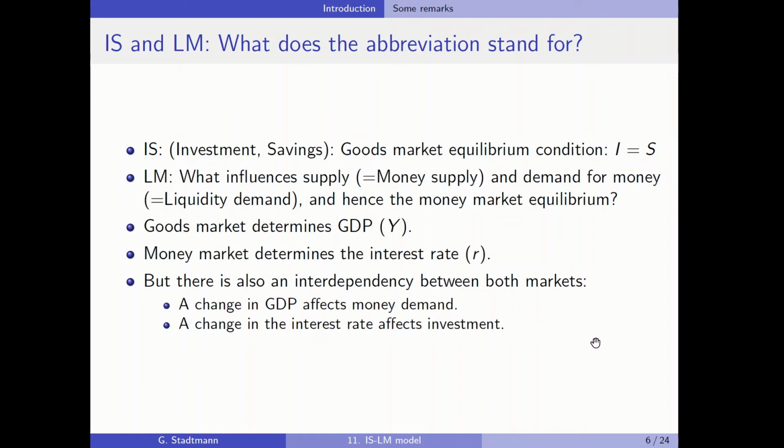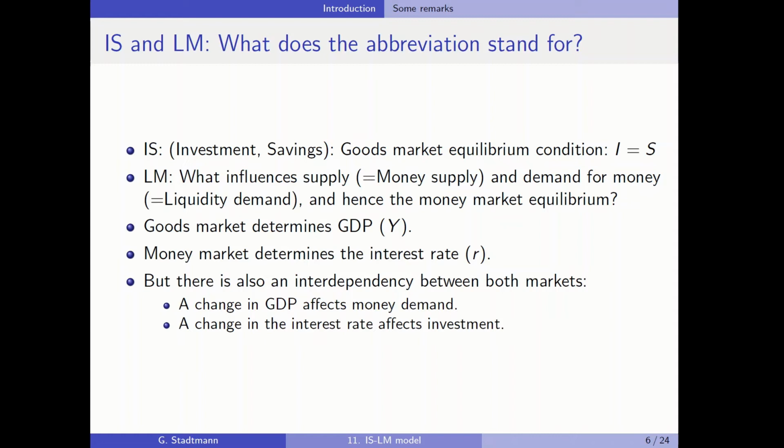interdependency between both markets. A change in GDP will affect money demand and therefore the money market equilibrium, and a change in the interest rate will affect the demand for investment goods, will therefore influence the demand for goods and hence the GDP level. And therefore we have an interdependency between the goods market and the money market, and we have to analyze both markets simultaneously. That's it with respect to the introductory remarks.